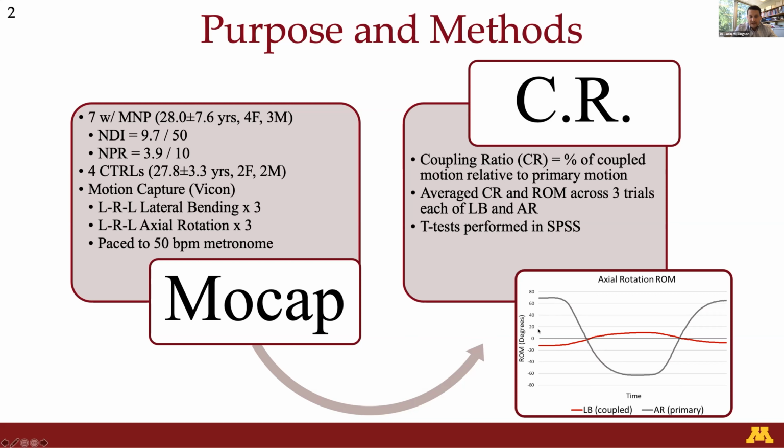This example is a trace plot of an individual doing axial rotation, starting out looking left, then looking right, where we found the minimum amount of rotation, and then divided the amount of coupled rotation that we saw at that instant in time by the primary amount of motion. We then averaged the coupling ratio and range of motion across 3 trials for each of lateral bending and axial rotation, and performed t-tests to determine statistical differences.